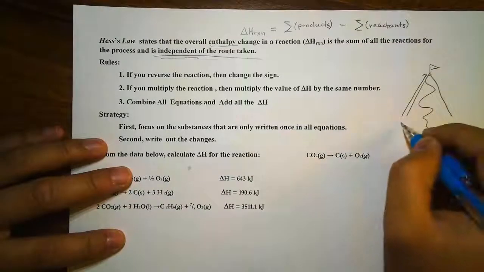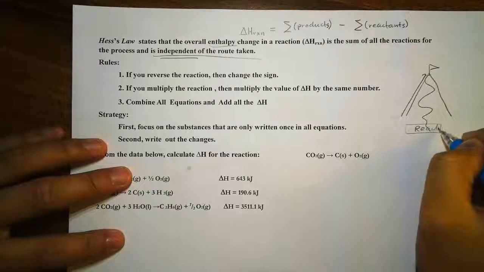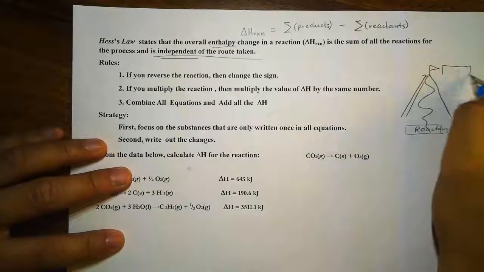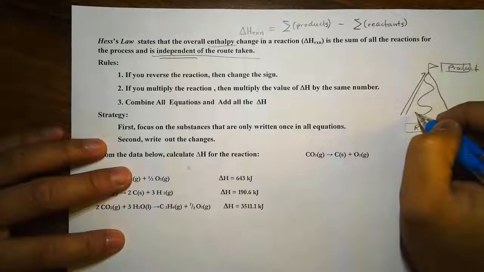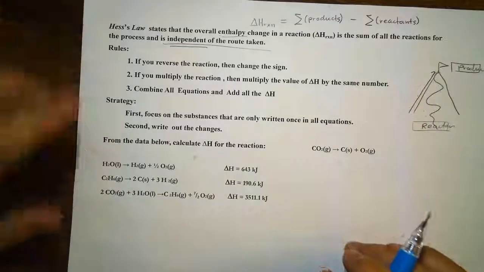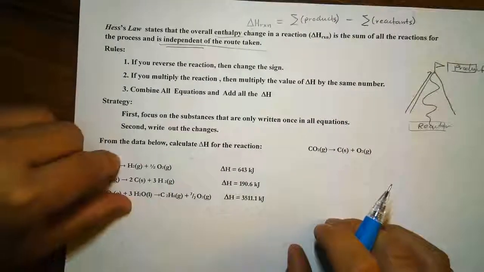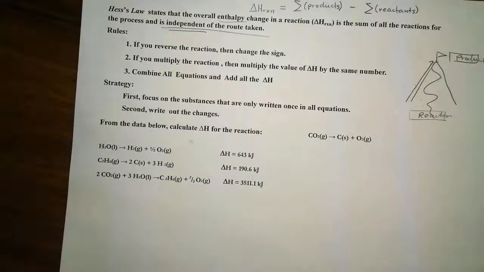Does that make sense? So you have your reactants over here, and this will be your product. So it doesn't matter which path you take, you still get your product in the end. And that's the beauty behind Hess's Law. You can manipulate these equations to get what you want. In order to use Hess's Law, there are 3 things that you need to look at. Pretty much 2 things, actually.